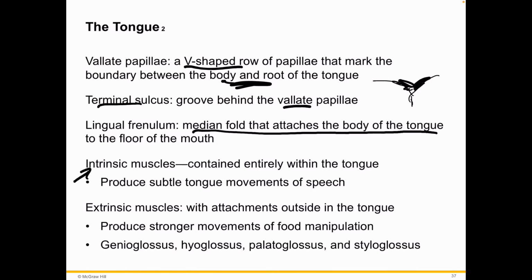Intrinsic muscles are contained entirely within the tongue, and they produce little tiny movements of speech, because they can make these fine movements. However, the extrinsic muscles are going to be the ones that attach on the outside of the tongue, and so these are going to be like the big movers, like the chewers and the squishers and all that good stuff. So they are known as genioglossus, hyoglossus, palatoglossus, and the stylo, or the pen-like, glossus muscles. See, there's a lot in there.